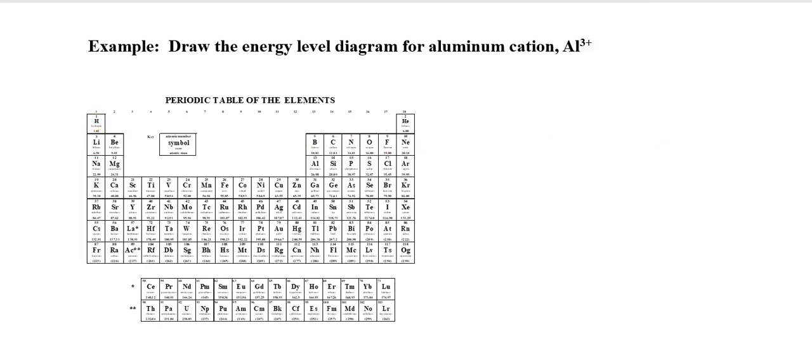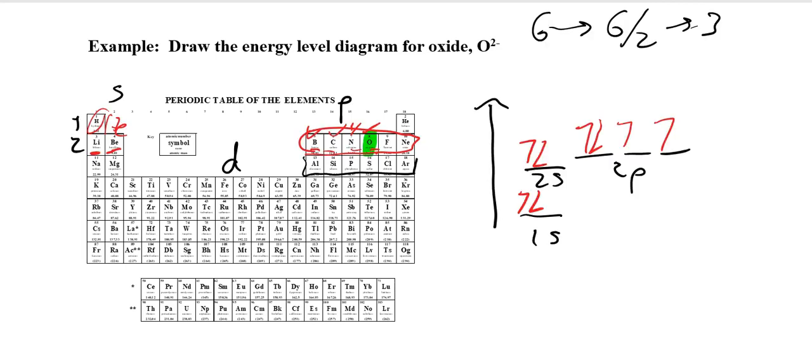One more, aluminum. Let's do the aluminum cation. Oh, I messed up that. I forgot about the oxide. It's a 2 negative up there. Thanks for reminding me, guys. It's an oxide, it's 2 negative. What does a 2 negative mean? Well, earlier you should have learned, 2 negative means 2 extra electrons. To be negative, you gain electrons, so gain 2 more.